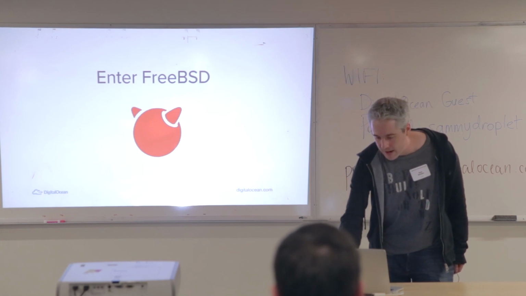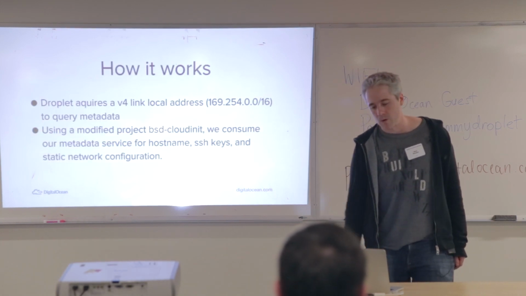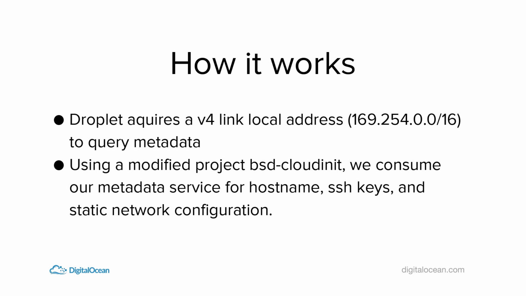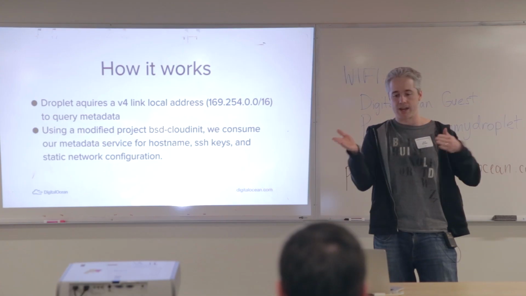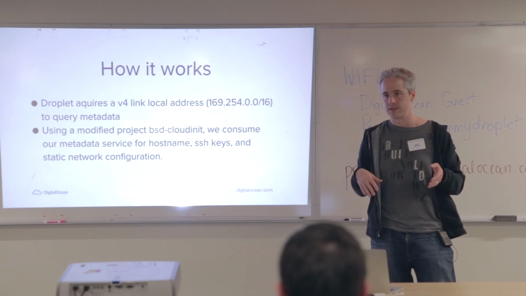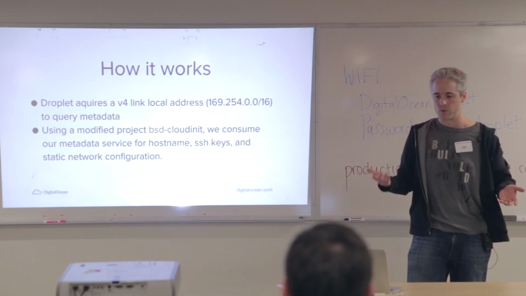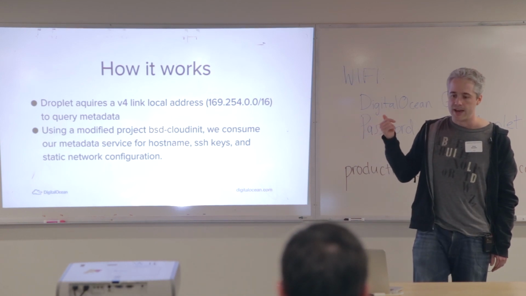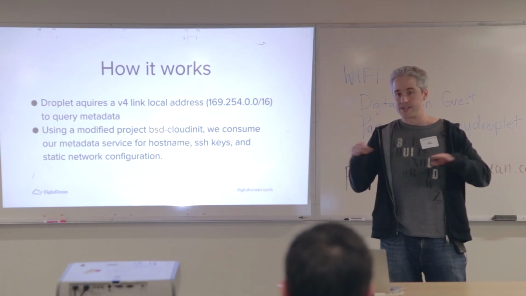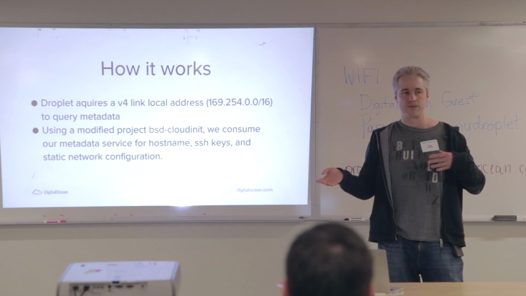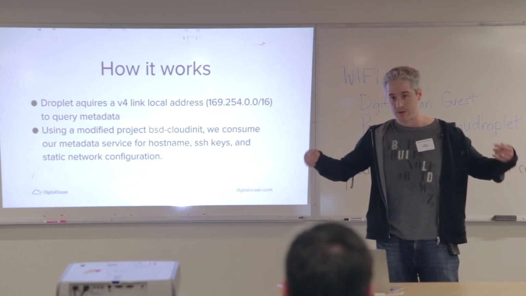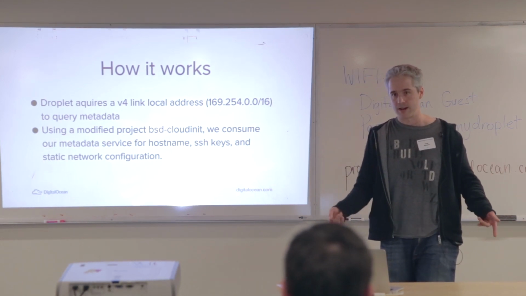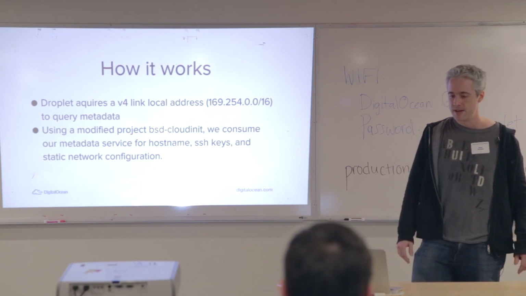So FreeBSD, this is essentially how it works. When you press the create button on the create page, the create is scheduled down to a hypervisor with the necessary resources to be able to support the KVM instance. KVM launches, and the droplet acquires an address in the link local space, 169.254 and that /16, so it can query down to metadata and be able to get information about itself.